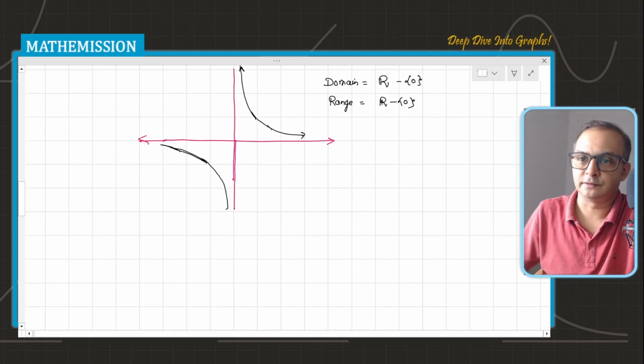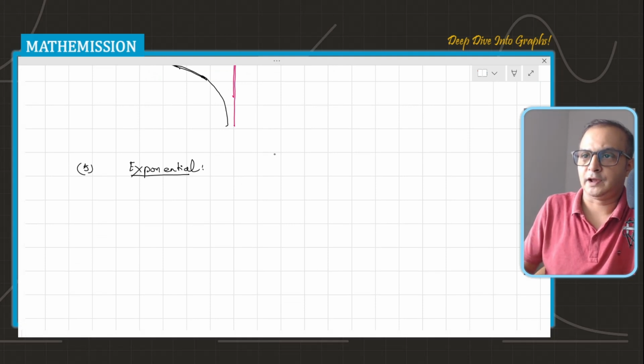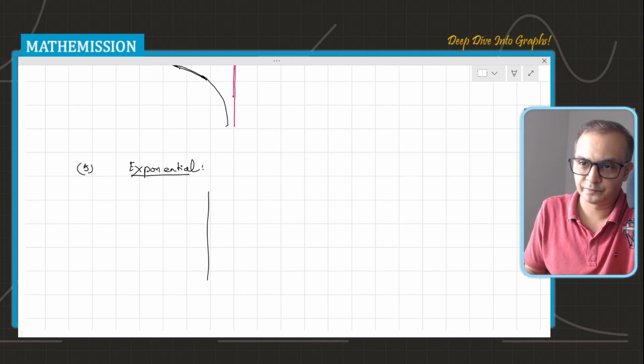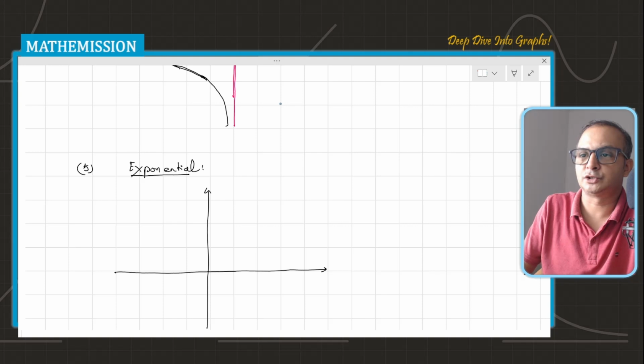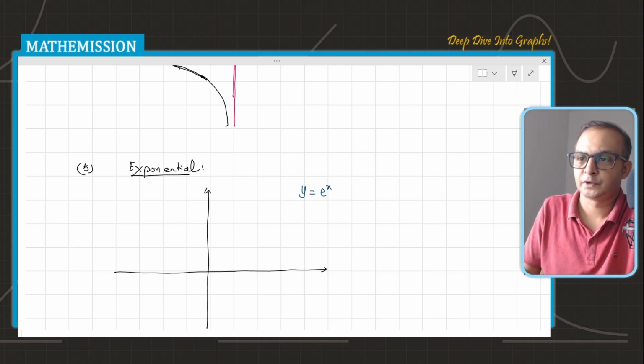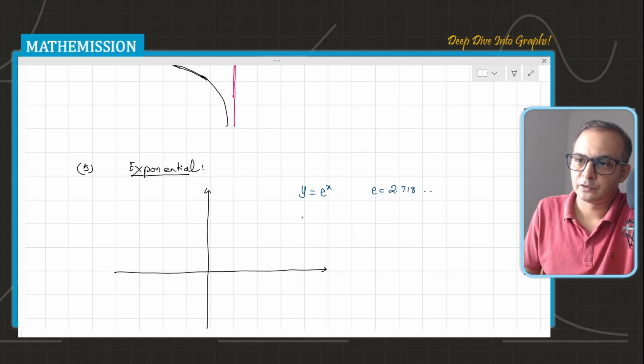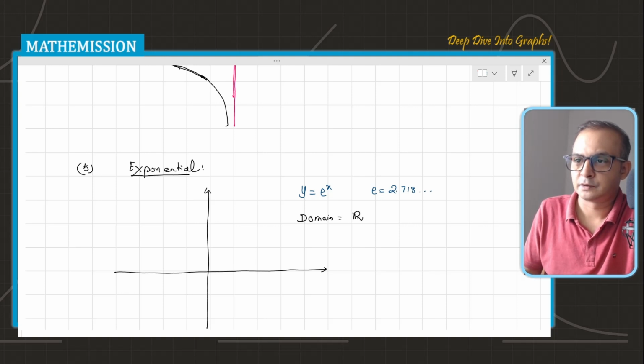Now comes the exponential one. All the graphs of exponential functions will be the same as the graph I am drawing of y is equal to e to the power x, where e is 2.718... You can notice this graph will always be positive because the domain is all real numbers, but the range is always positive, which means non-zero. So let me write it this way, which will be better: 0 to infinity.